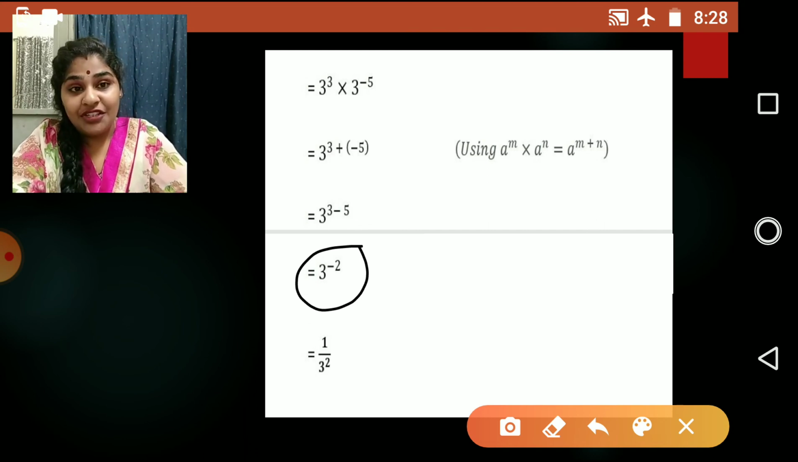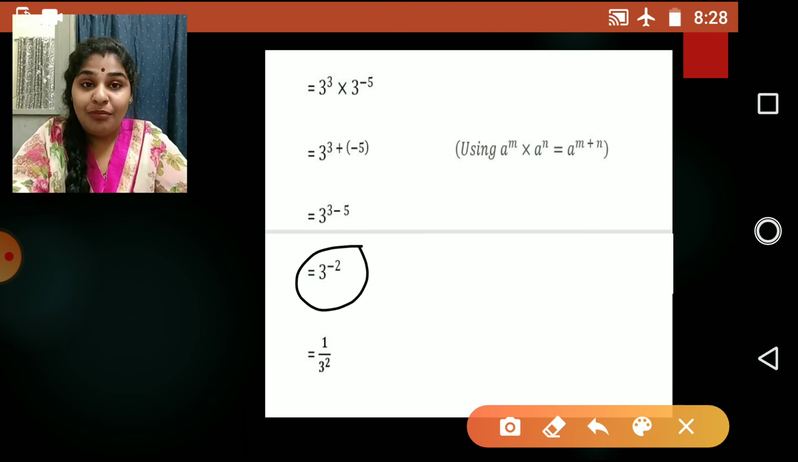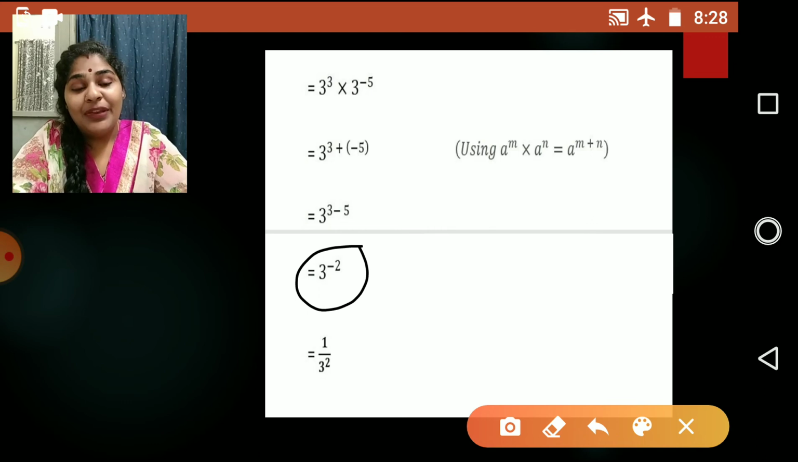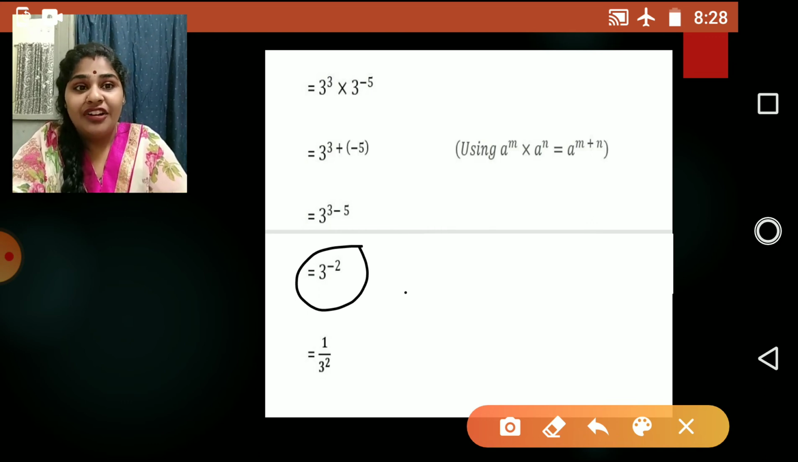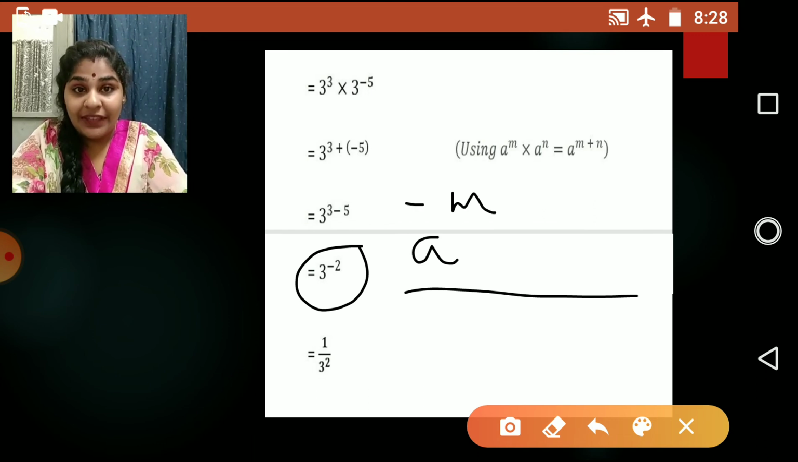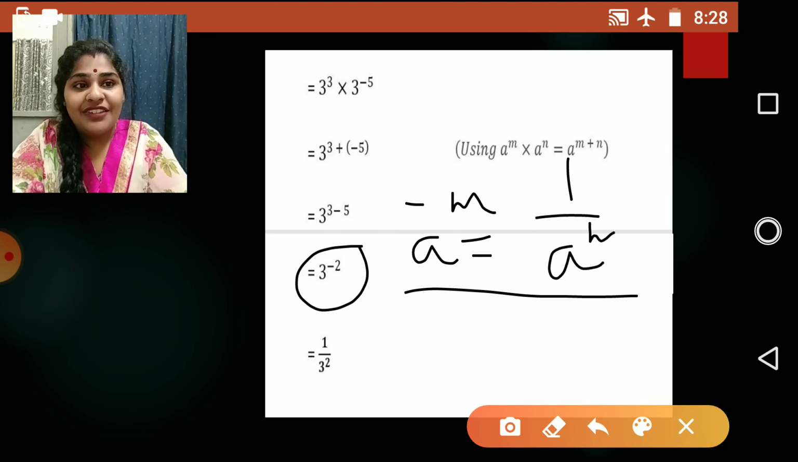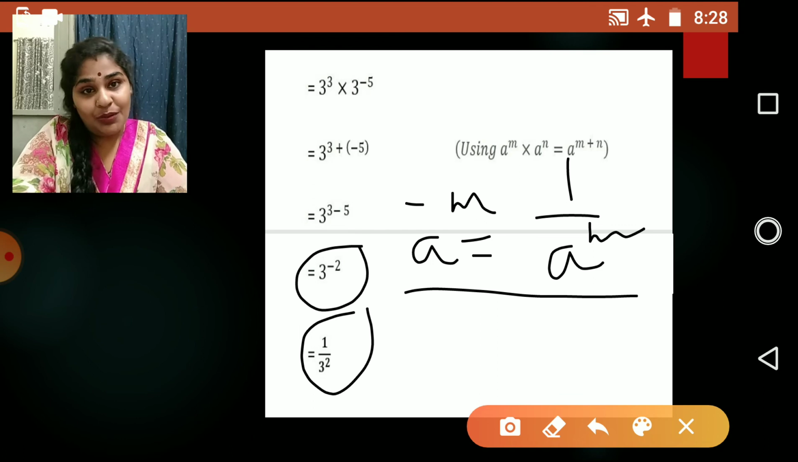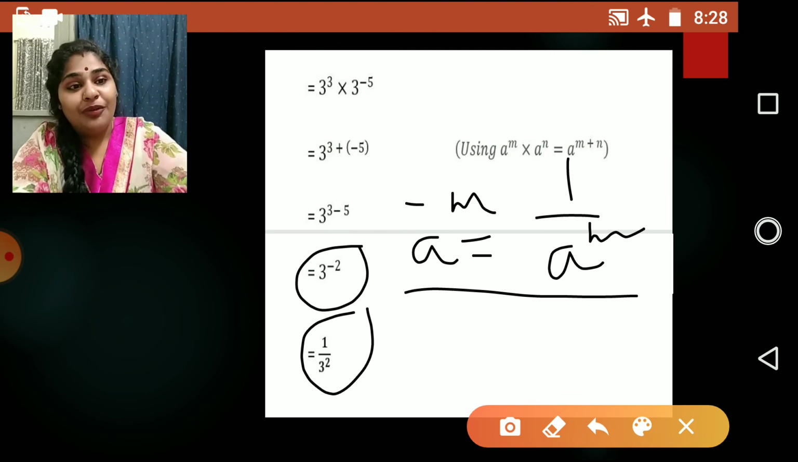Now here, very important children, we got 3 to the power negative 2. When we have negative 2, we have to convert it into a positive exponent. We bring it in the denominator. So here you can write, using the law a raised to negative m is equal to 1 upon a raised to m, 1 upon 3 raised to 2. I hope this is clear.